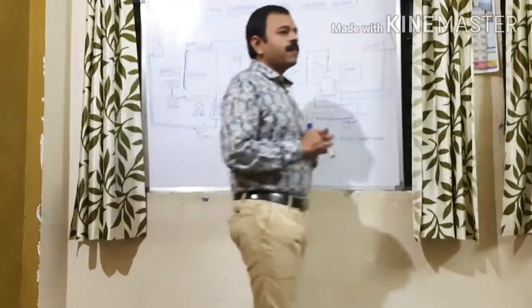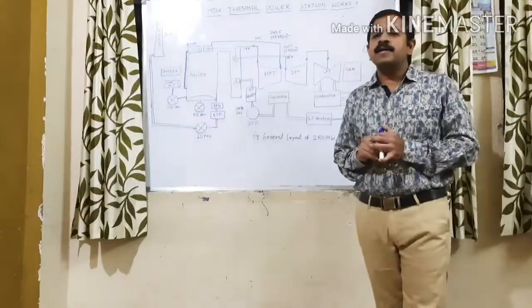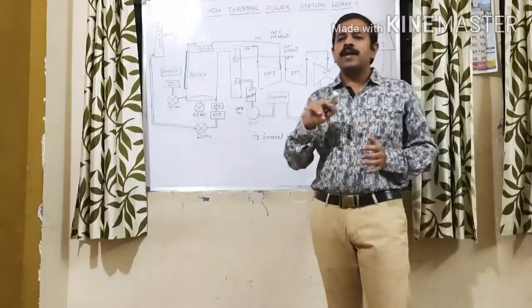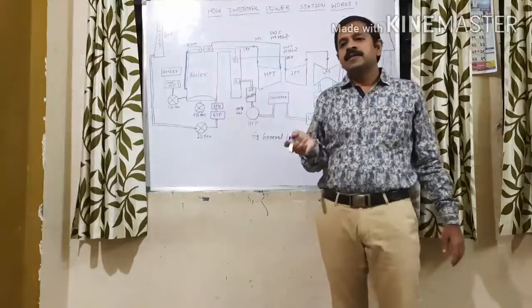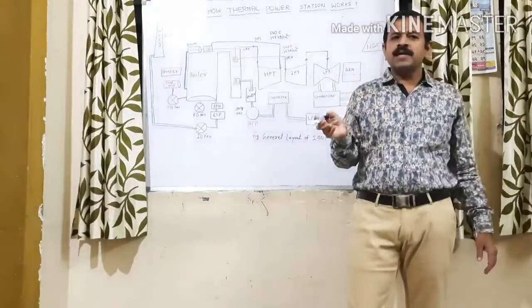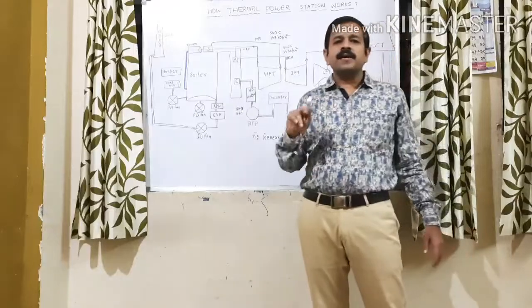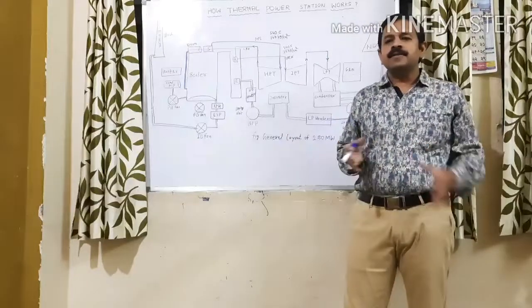Now in this thermal power plant we have 4 cycles. The first one is the coal and ash cycle, the second one is the air and flue gas cycle, the third one is the water to steam cycle, and the fourth one is the steam to water cycle. The third and fourth, combined, form the Rankine cycle.